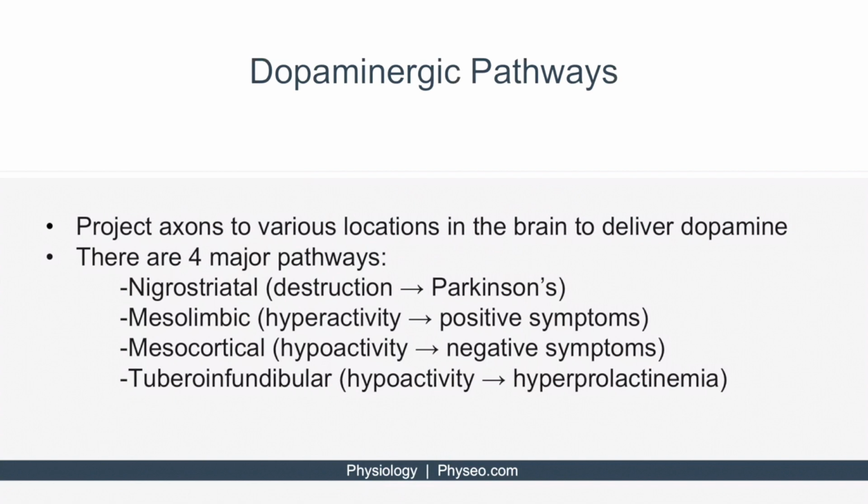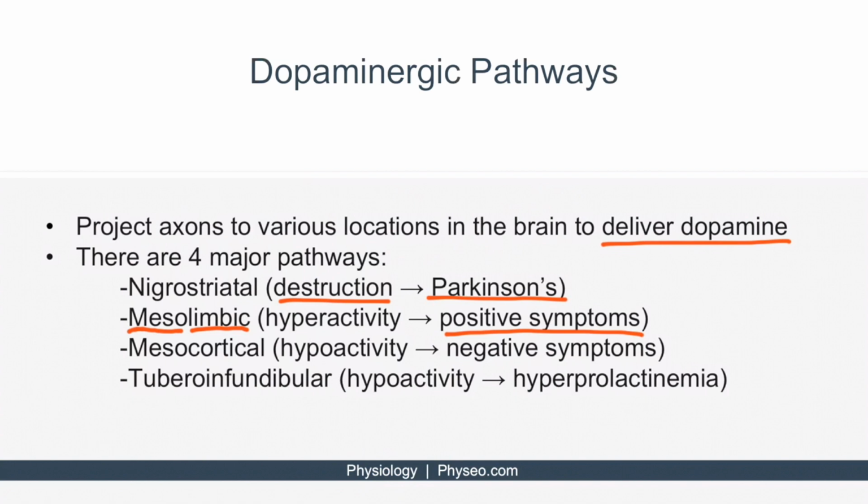So now let's review all of the dopaminergic pathways together. Recall that they all project axons to various locations in the brain to deliver dopamine. And there are 4 major pathways. The nigrostriatal, which goes from the substantia nigra to the striatum, and if you have destruction of this, you get Parkinson's disease. And the Mesolimbic pathway goes from the mesencephalon or midbrain, specifically the ventral tegmental area, to the limbic system. And when you have hyperactivity of this system, you get the positive symptoms associated with schizophrenia.